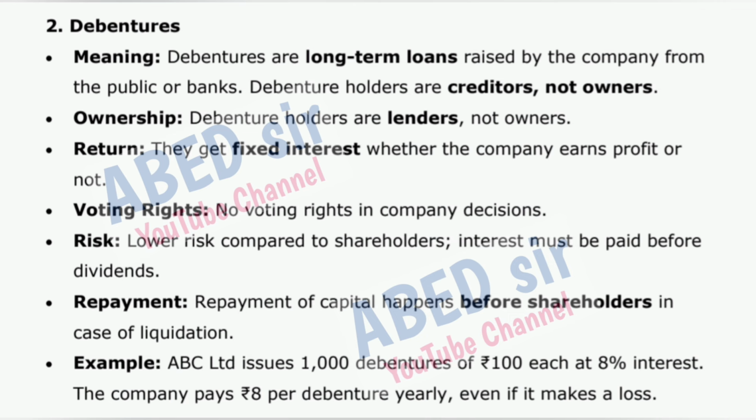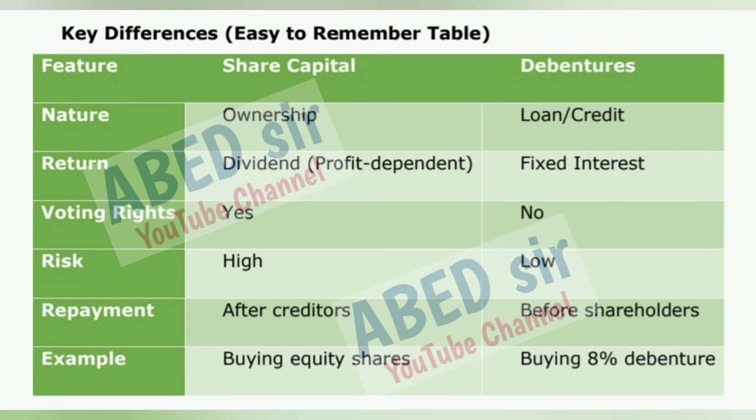Example: ABC Ltd issues 1000 debentures of 100 rupees each at 8% interest. The company pays 8 rupees per debenture yearly, even if it makes a loss. Key differences, easy to remember table.